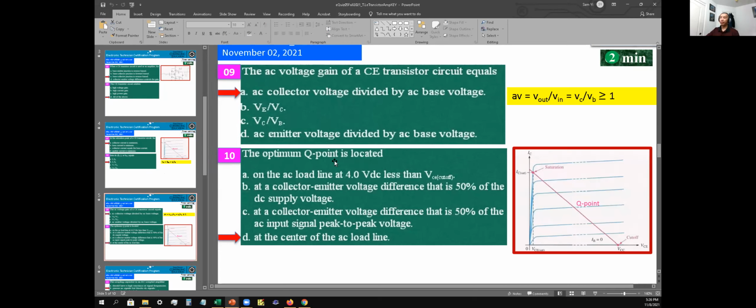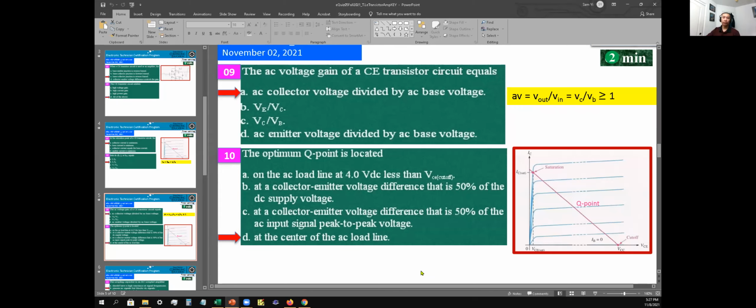Okay, the optimum Q point is located pretty much at the center of your load line. This is your DC load line, and it's right in the center. This is your active zone from here to here. This is where most of the signal will get amplified. So therefore the answer is D, at the center of the AC load line.